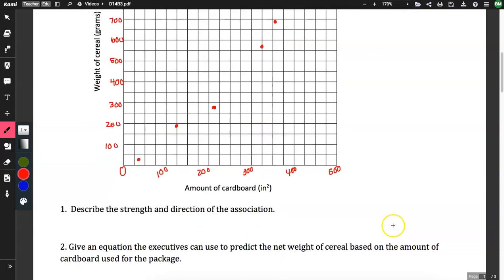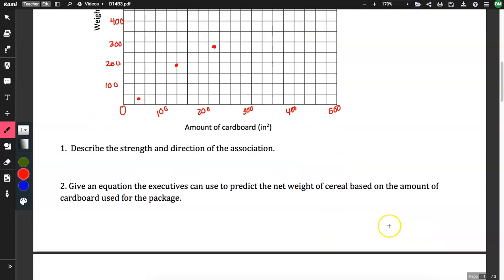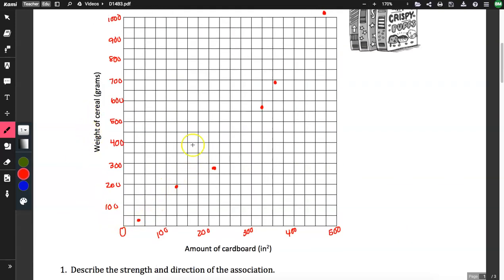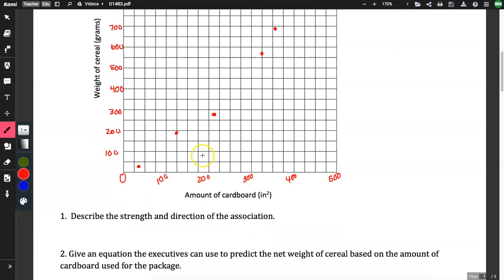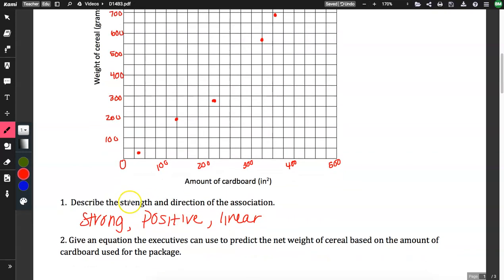Describe the strength and direction of the association. Okay, so when I look at this scatter plot, this definitely seems to be a strong association. So our strength, I would say it's strong, and it's definitely positive. Okay, it's also linear. It doesn't ask us about that, but we can add that as good practice. Because remember, we have those 3 sections we talk about with an association.